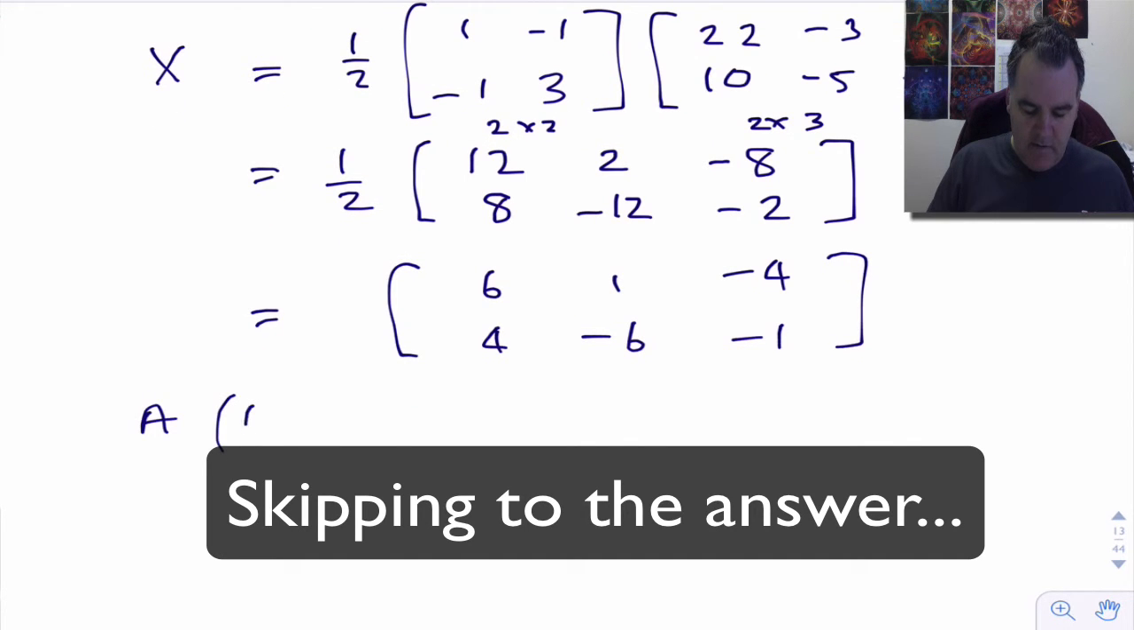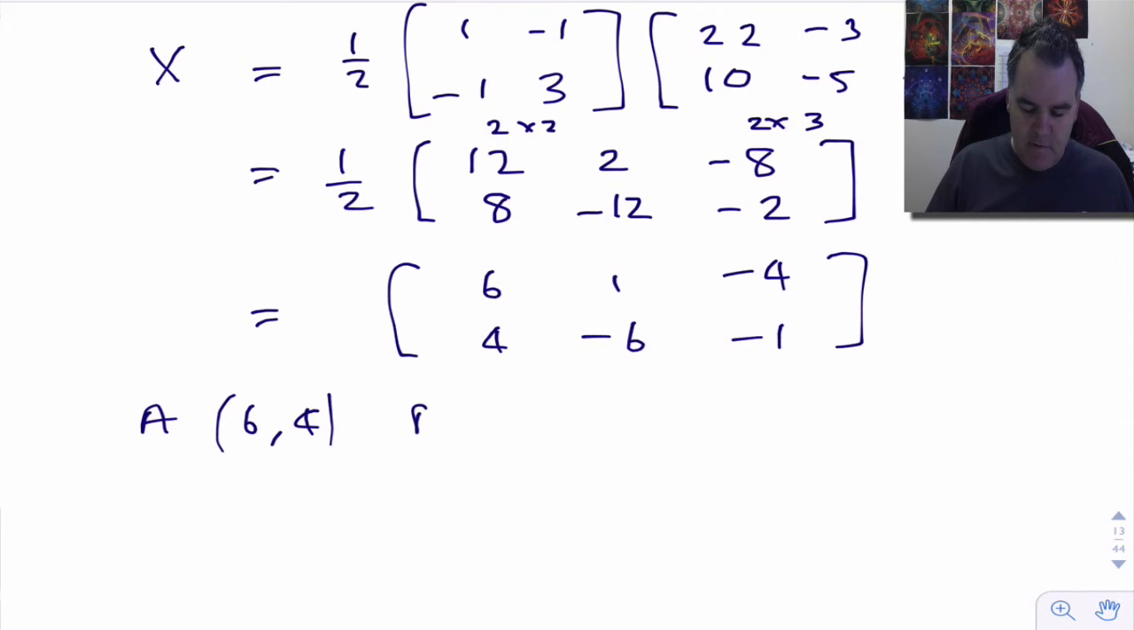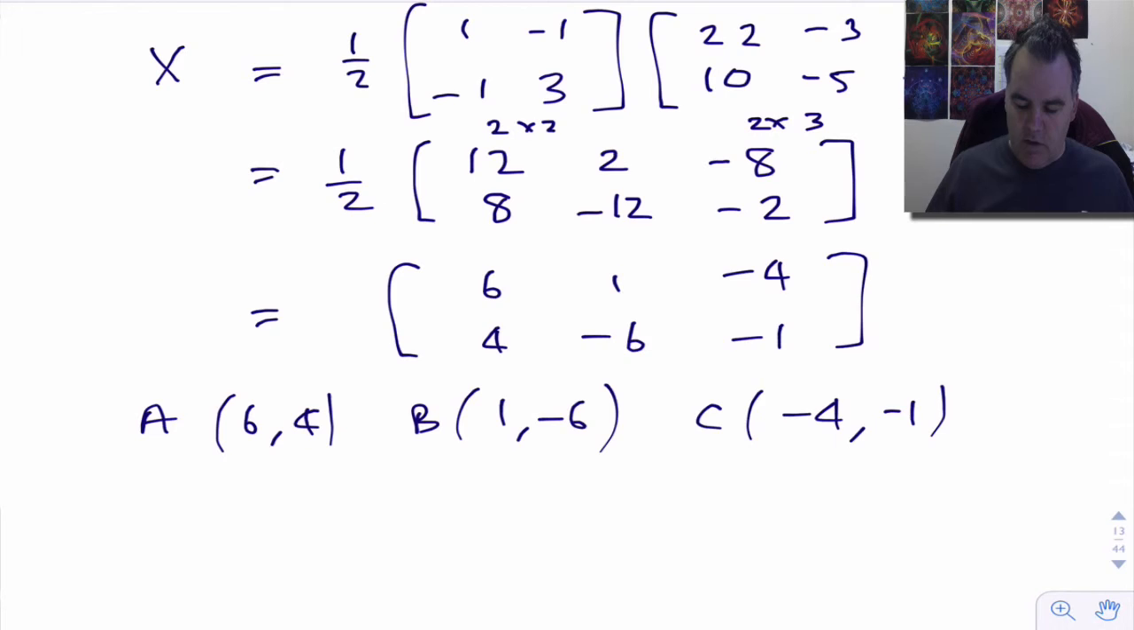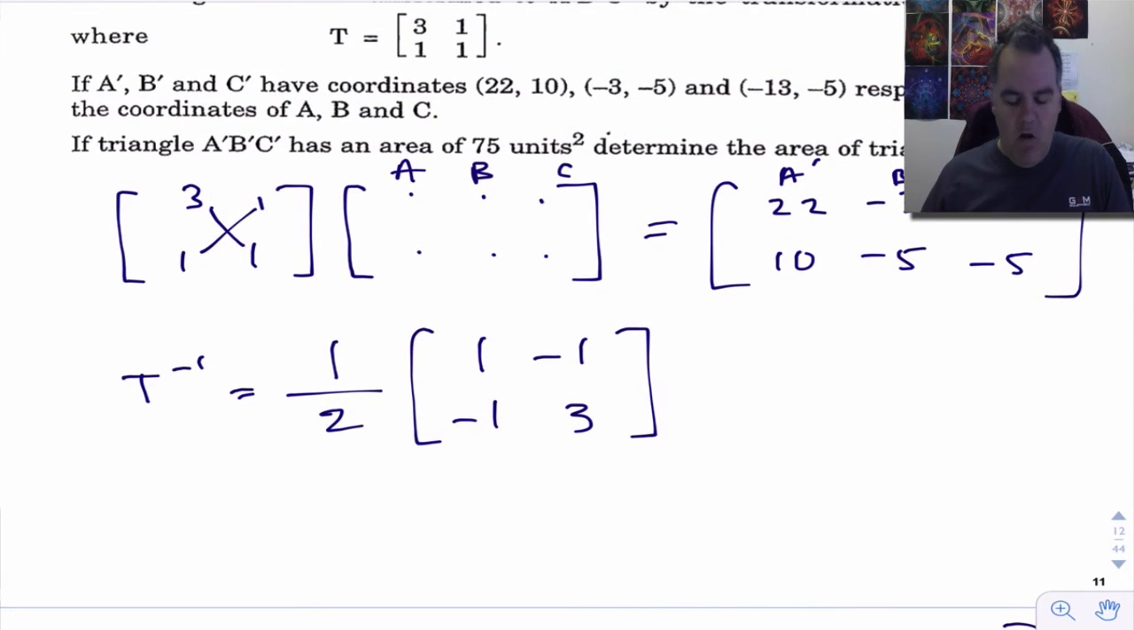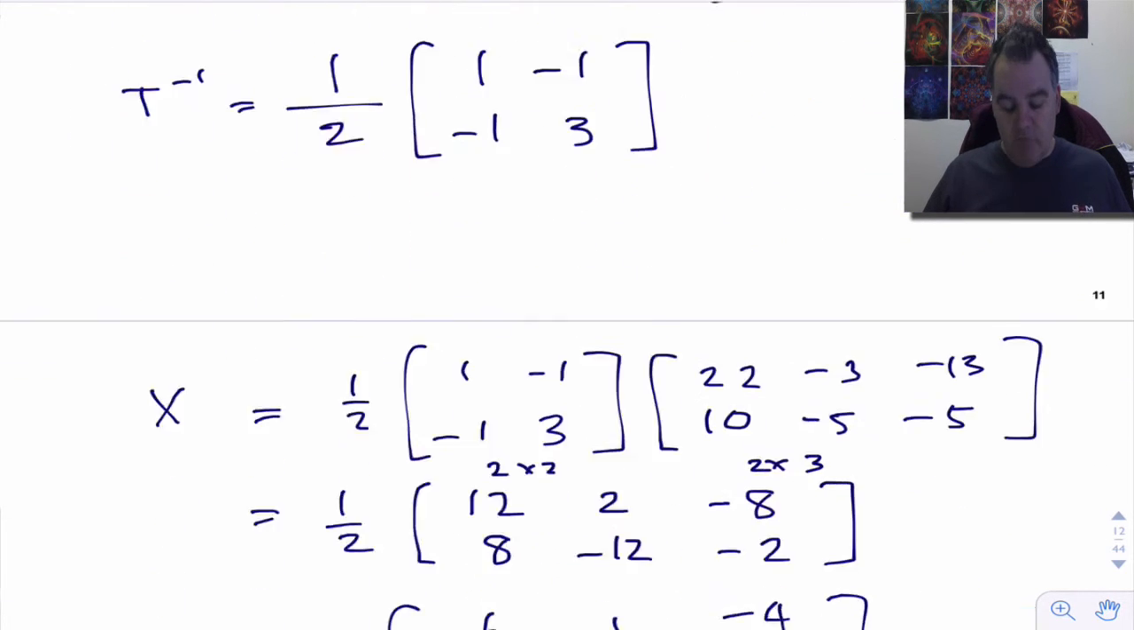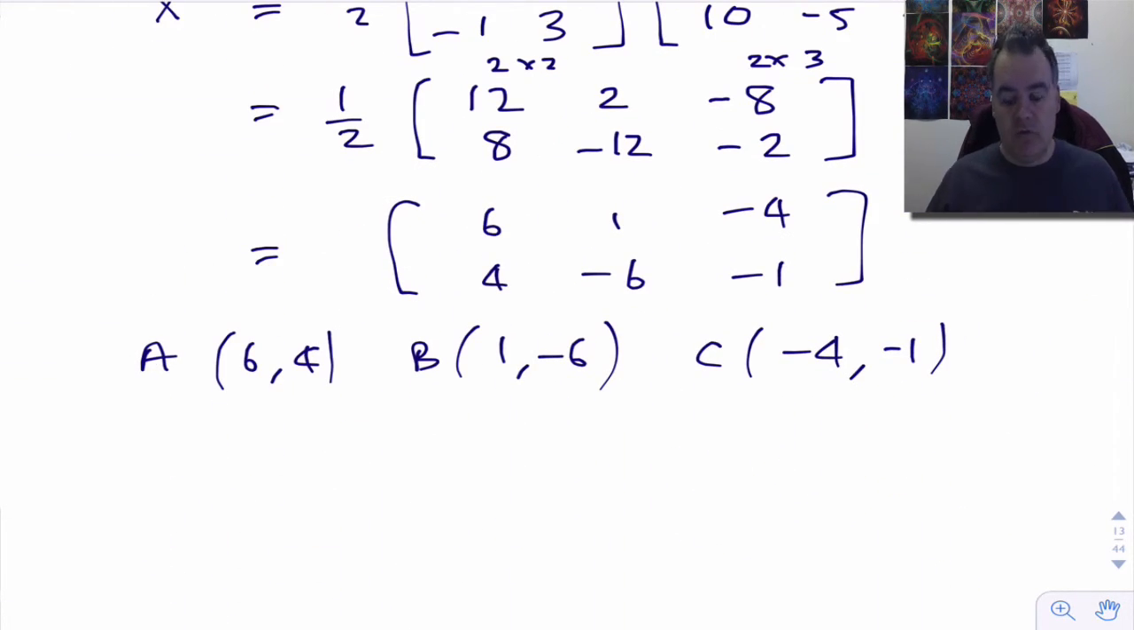So A is (6, 4), B is (1, negative 6), and C is (negative 4, negative 1). The question then says the area of our transformed triangle is 75, and we want to know the area of the original triangle. I guess one way is you could draw this triangle out and start using some trigonometry, since we've got the coordinates of the points. There's an easier way though.